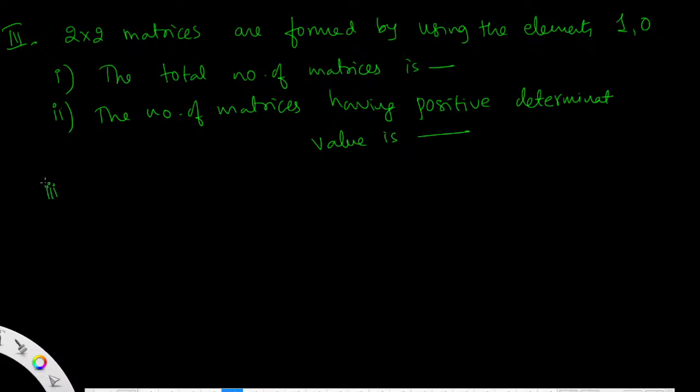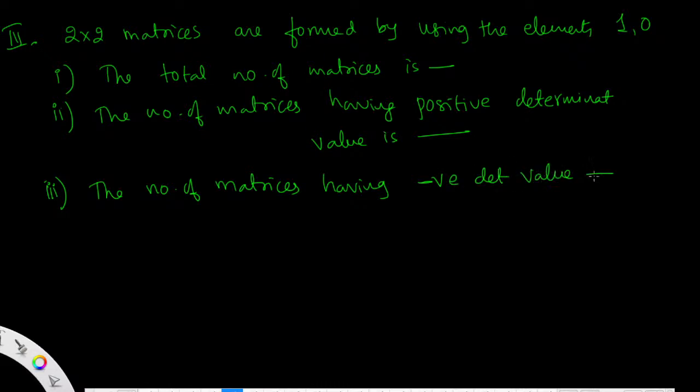Question number 3: the number of matrices having negative determinant value is dash. Question number 4: the number of singular matrices is dash.